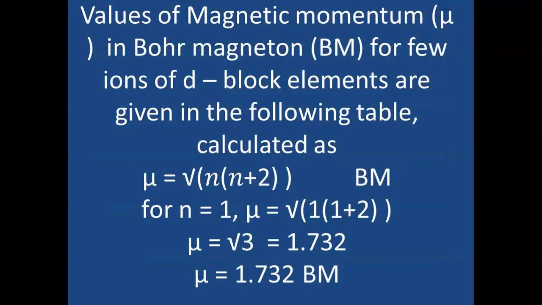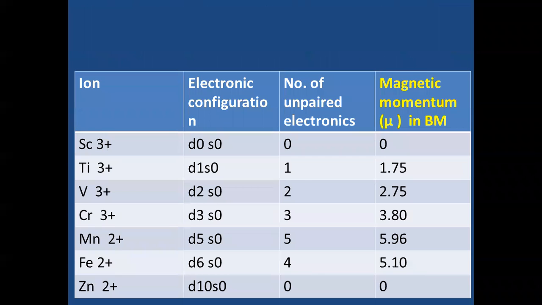So the value of mu, that is magnetic moment, increases with increase in the number of unpaired electrons. It is clearly given in the table. For n equal to 1, it is 1.75. For n equal to 2, it is 2.75. For n equal to 3, 3.8. For n equal to 4, it is 5.1. And n equal to 5, it is 5.96. So it is increasing from 1.7 to nearly 6.